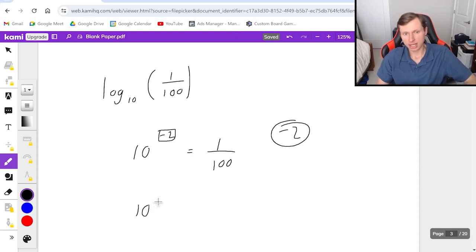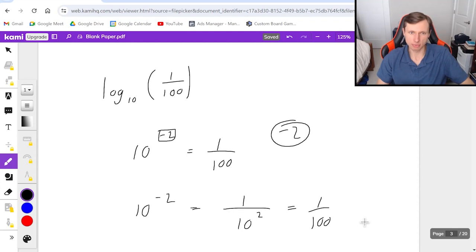In other words, 10 raised to the negative second power is the same thing as 1 over 10 squared, because negative exponents put it in the denominator, and 10 squared is 100. So that's a little proof for it. But really what you need to know is whenever I have a fraction, it's going to be a negative exponent.